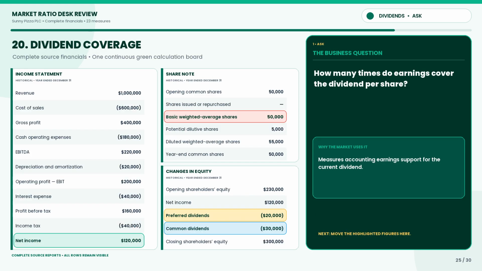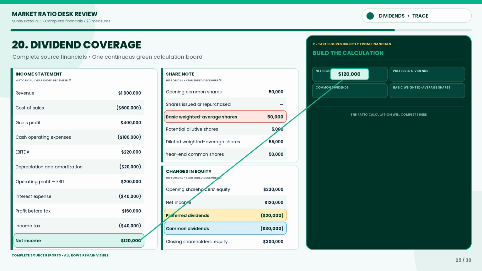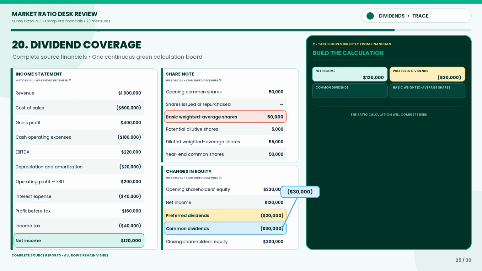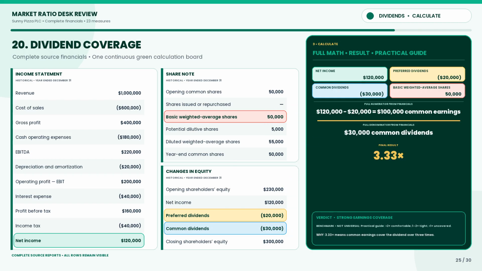How many times do earnings cover the dividend per share? Measures accounting earnings support for the current dividend. Basic EPS is $2 and dividend per share is 60 cents. 2 divided by 0.6 gives dividend coverage of 3.33 times. Dividend coverage of 3.33 means EPS is more than 3 times DPS.